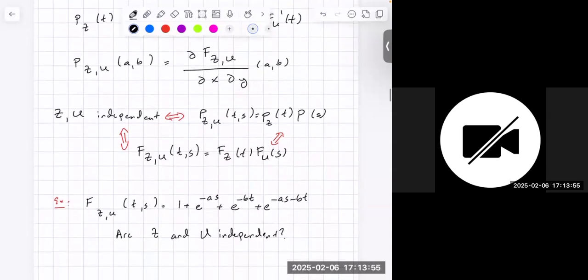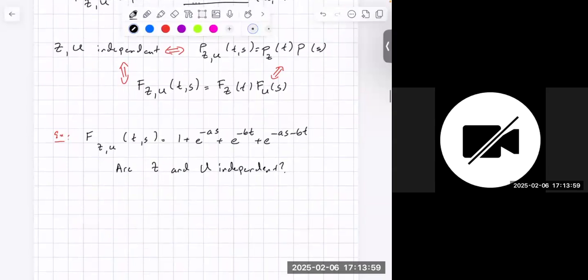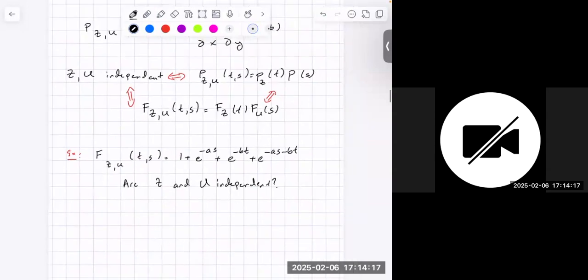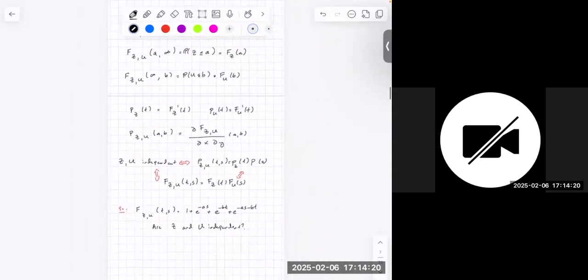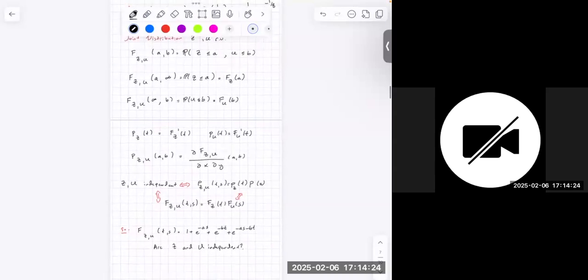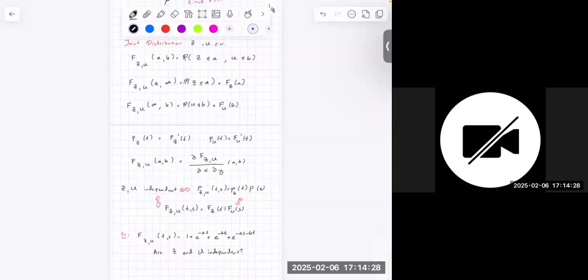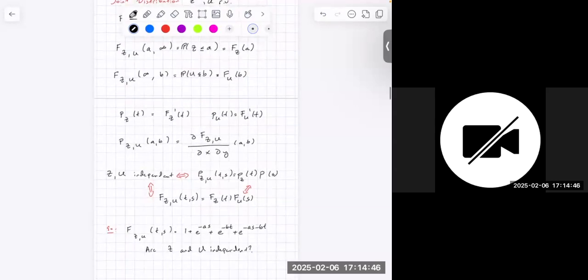It's looking a little abstract. So, I have a joint cumulative function for two random variables, Z and U, and it's right here. Could you please check if they're independent or not? I'll give you a couple of minutes for this. Let me zoom out so you see everything that I have written. And you would need to go from the joint to the individual ones by plugging in infinity. Then you need to check if this definition is satisfied or not. Okay. And from the definition, they don't look independent at all, at least to me.